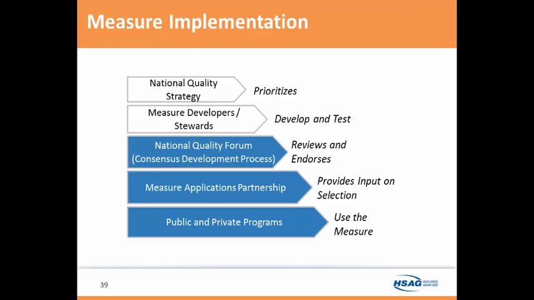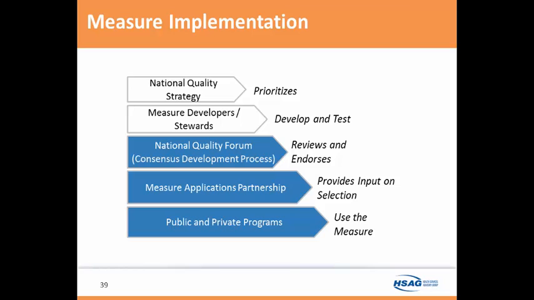NQF has adopted a 3-year schedule for measure endorsement in 22 areas such as cardiology, neurology, perinatal care, and infectious disease. To respond to new developments that signal a need for updated standards for patient care, NQF has a process to consider endorsement projects that fall outside their 3-year schedule.